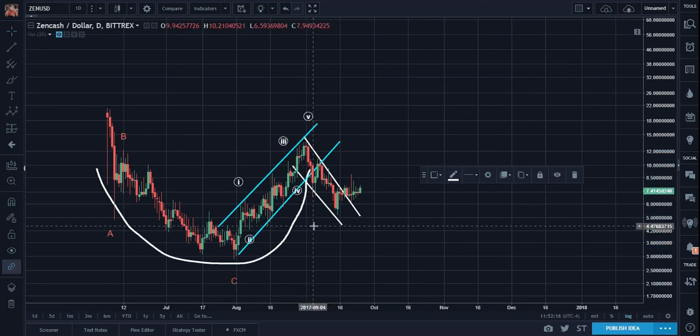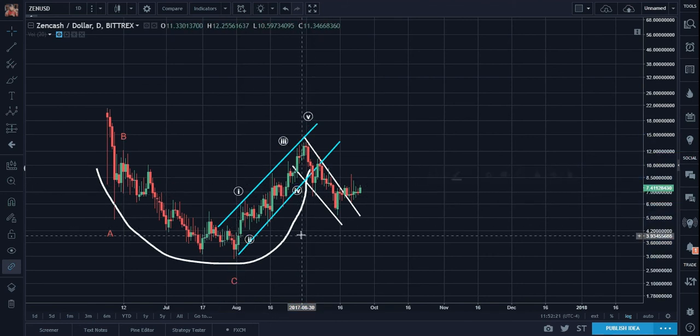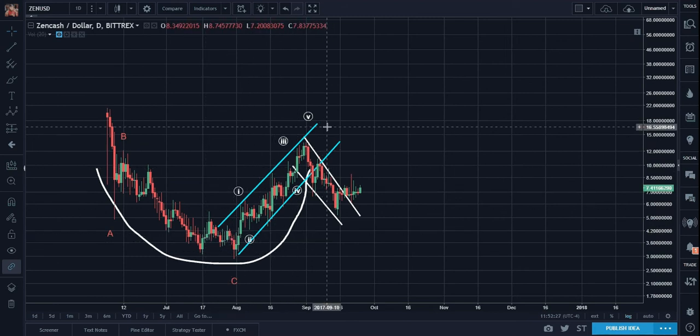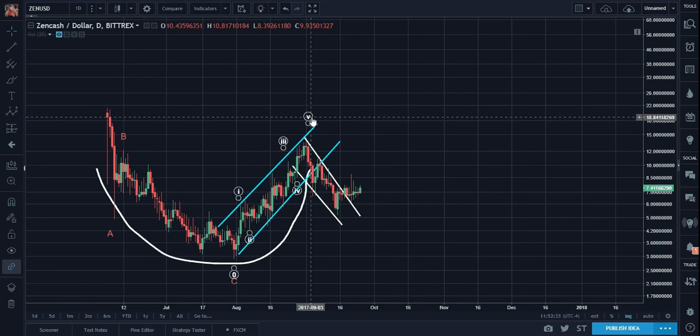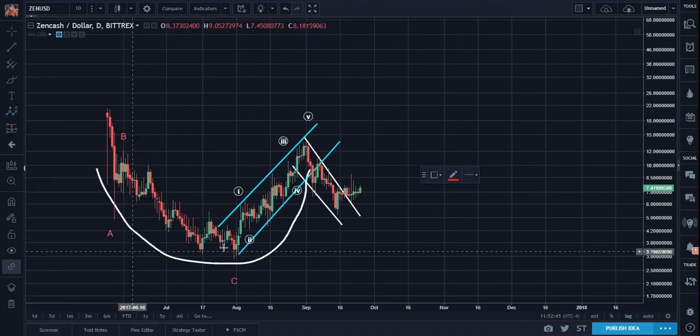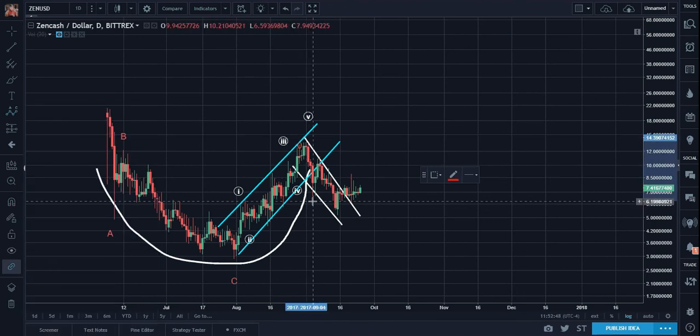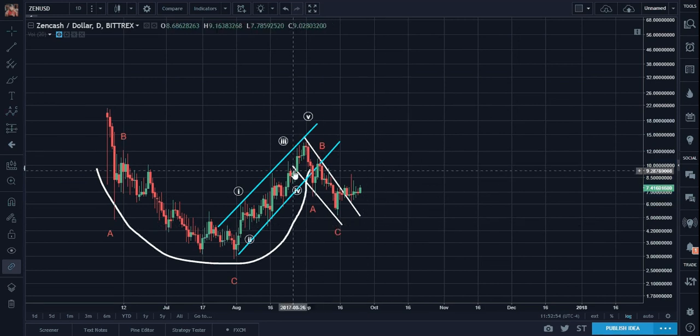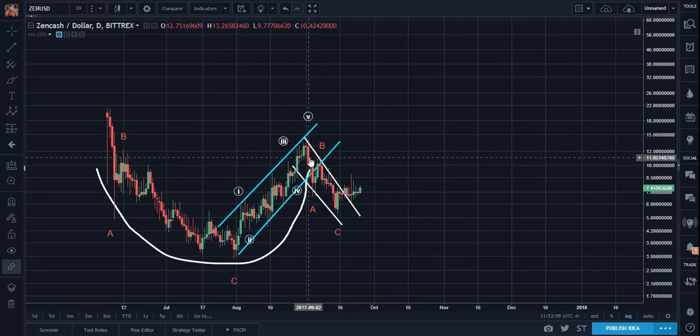So again, telltale first sign of an impulse is a very nice 45-degree channel, as I showed here. After 5 waves, what happens? A requisite ABC correction must be made. And what does that look like here? We have A, B, C. And it's beautiful how the handle portion of this cup and handle is forming a very nice channel of the ABC correction as well.